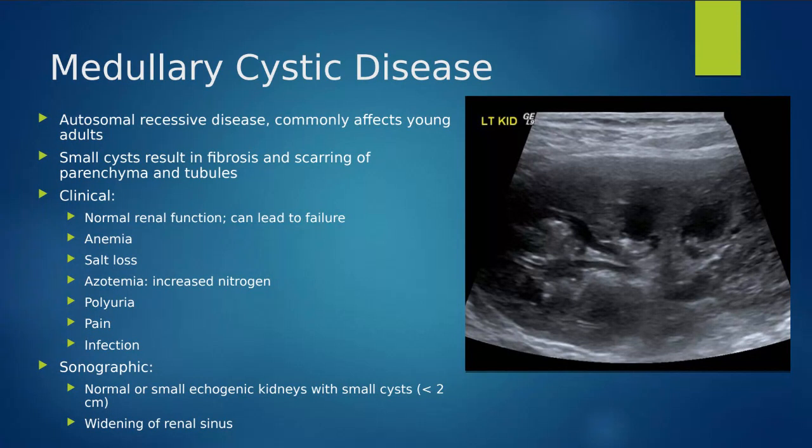So clinically, these patients are still going to have normal renal function during young adulthood, but as they get older and as they age, that kidney eventually is going to shut down in response to that fibrosis and scarring of the functional tissue. These patients can also present with anemia, salt loss, azotemia, which is when we have increased nitrogen levels in our urine, polyuria, pain, and an increased risk of infection. On ultrasound, we are going to see normal or small and echogenic kidneys with potentially small cysts. And then we can see the widening of the renal sinus as well.